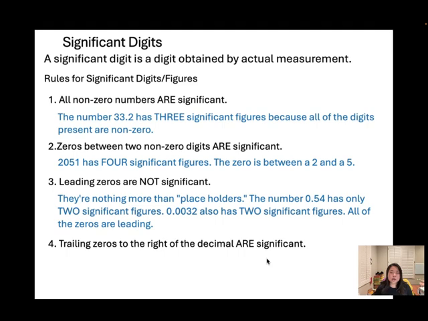Number 4, trailing zeros to the right of the decimal are significant. When you have zeros after the decimal point, we consider these two zeros significant. So in this example, we have four significant figures. One, two, three, four.